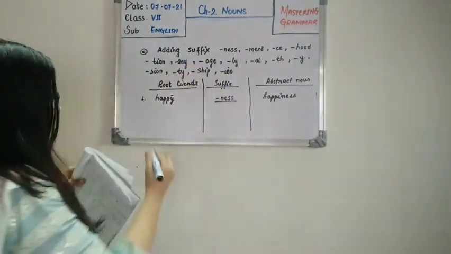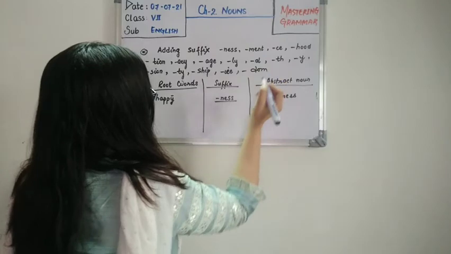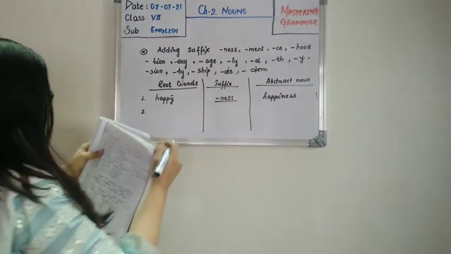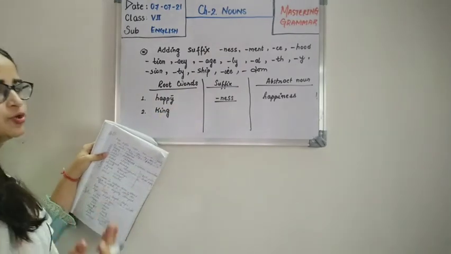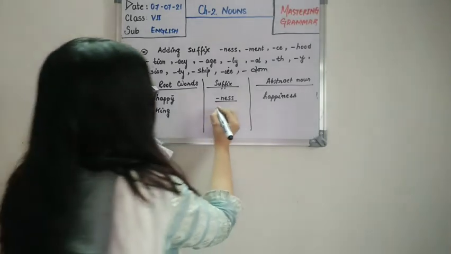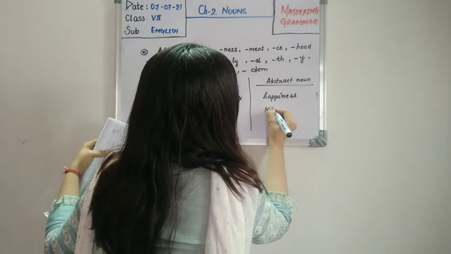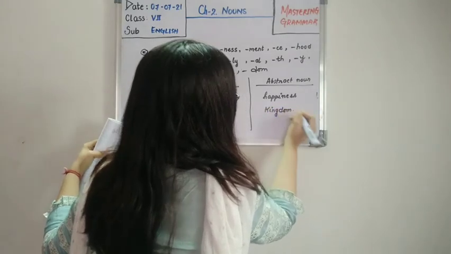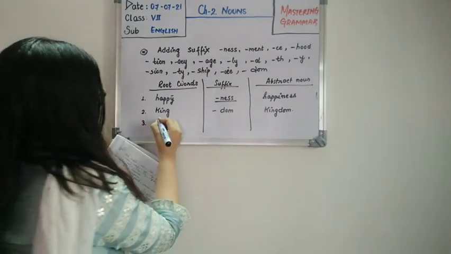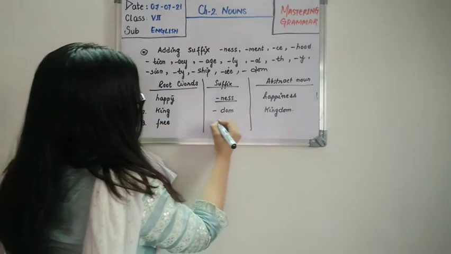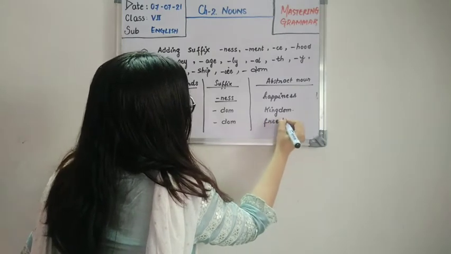Now moving to the next one. Okay, I forgot one word here, dumb. Now children, king is another word. King is a common noun. I told you a common noun also can change to an abstract noun. What do we have to add here? DOM, and it becomes a noun. It becomes kingdom. Number 3, free. Again DOM is added and it becomes freedom. So freedom is also an abstract noun.